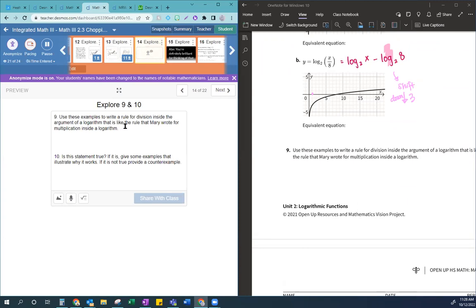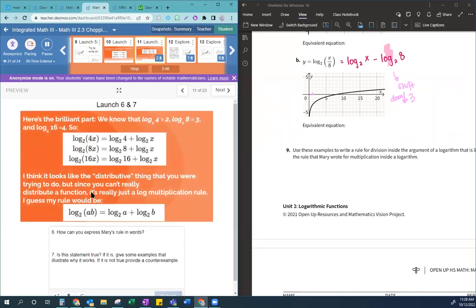Use these examples to write a rule for division inside the argument of a log, like the rule that Mary wrote. What you're trying to do now is come up with a rule like this, except now you're doing division. So can you do that for me? Log base 2 of A over B, what would that equal?